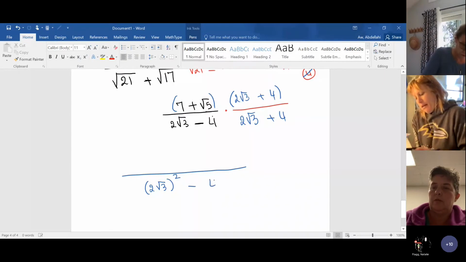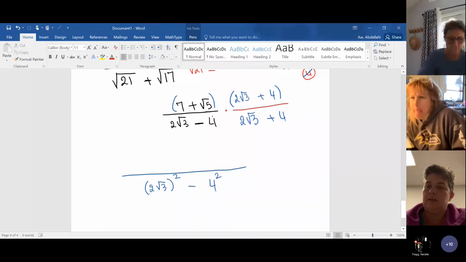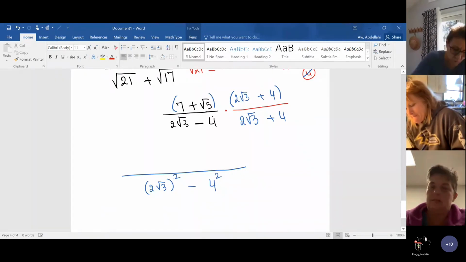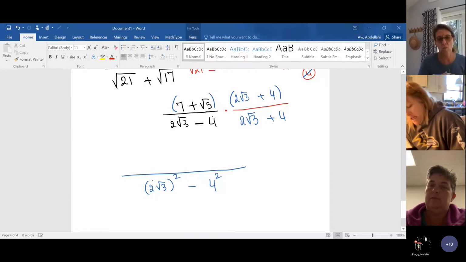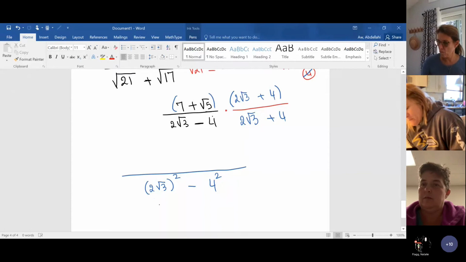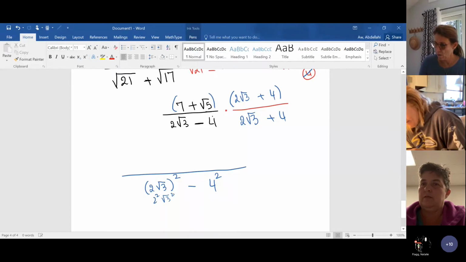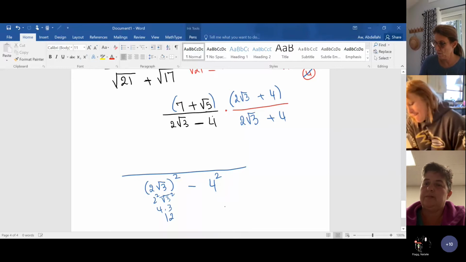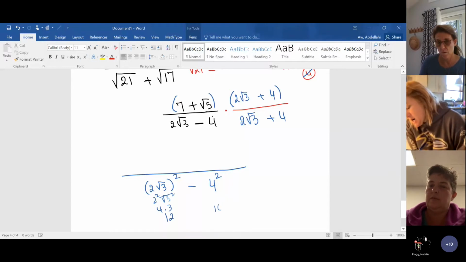If you want to break down this one, you have to square both of them. The 2 will be squared and the square root of 3 will be squared. It's going to be 2 squared times square root of 3 squared, which is 4 times 3, which is 12. Okay, it's going to be 12 minus 16.